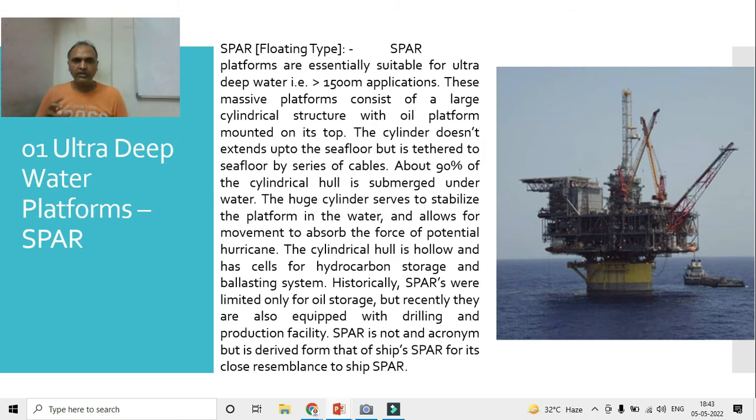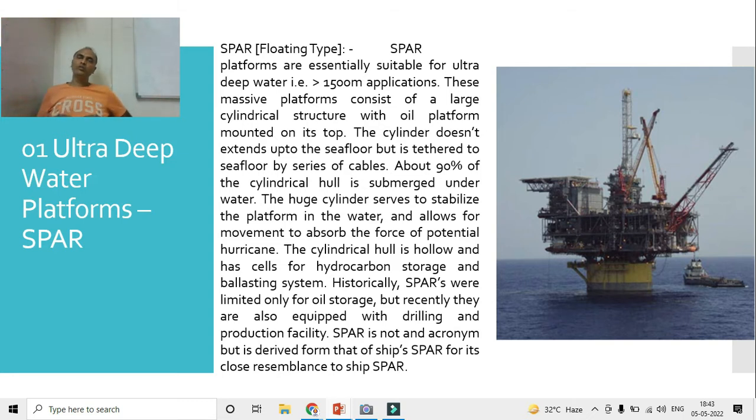About 90% of the cylindrical hull is submerged. So this is the cylindrical hull. Hull is that portion of the ship which is inside the water, and what is above the water that we can see is like a straight perpendicular shape. So the hull of this SPAR platform, 90% of that is submerged under water. The huge cylinder serves to stabilize the platform in the water and allows for movement to absorb the force of potential hurricanes. The cylindrical hull is hollow and has tanks for hydrocarbon storage and a ballasting system.